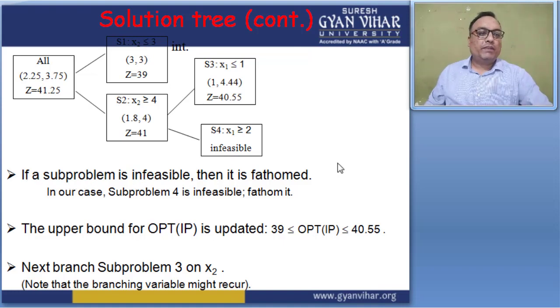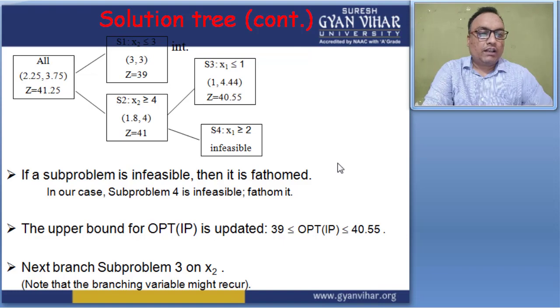If the subproblem is infeasible, then it is fathomed. In our case, subproblem 4 is infeasible. So the bound for the optimal solution of the integer programming problem is updated: 39 is less than or equal to the optimal integer solution, which is less than or equal to 40.55. So the problem varies in the range of 39 to 40.55. This is the range of this problem.